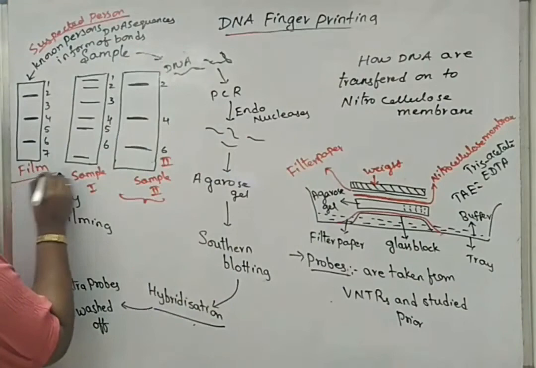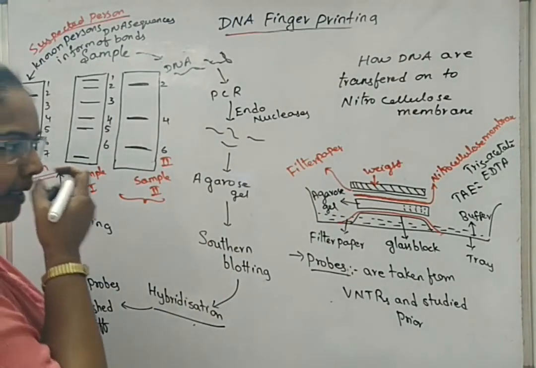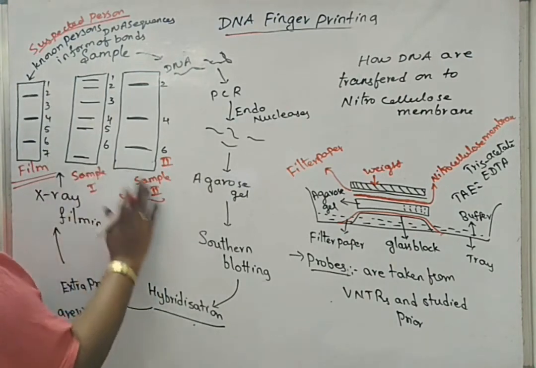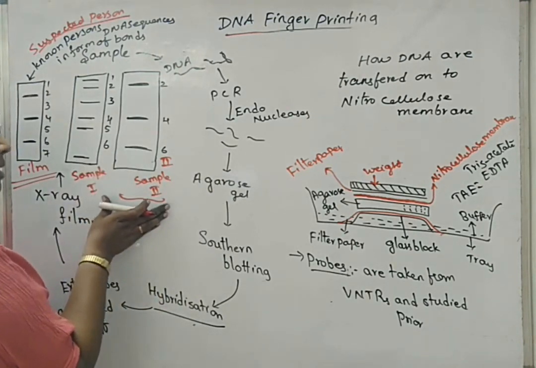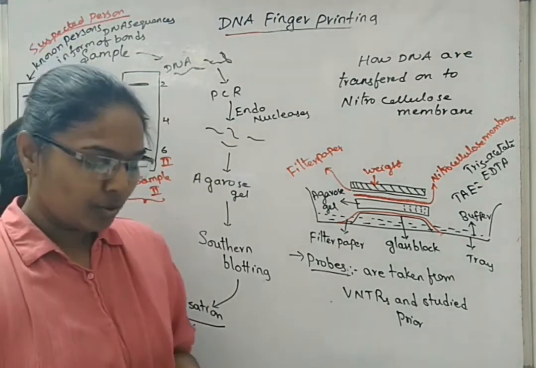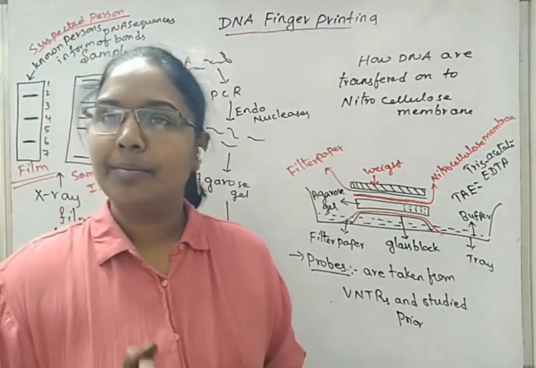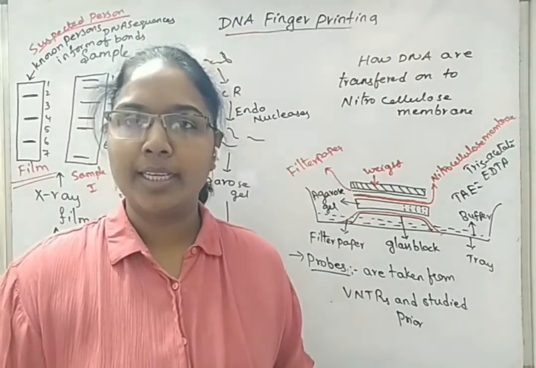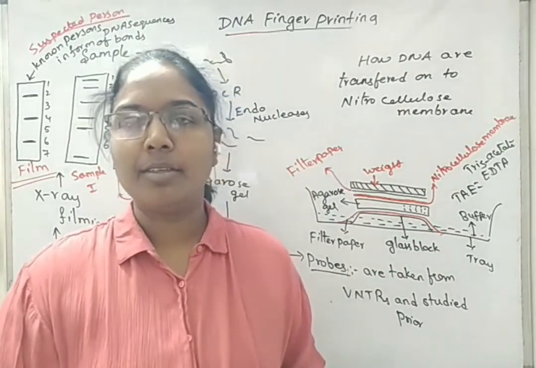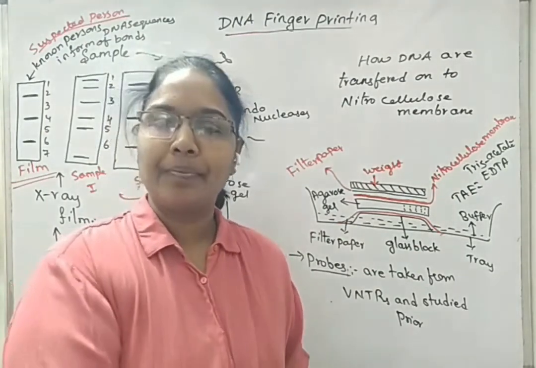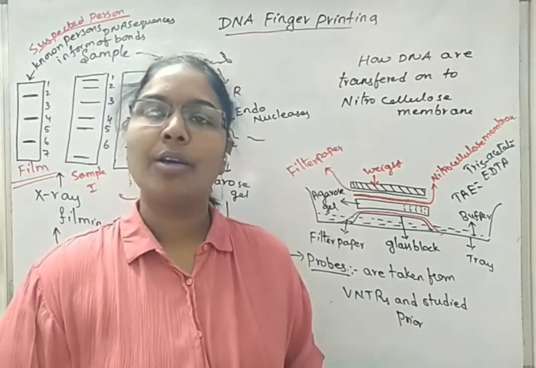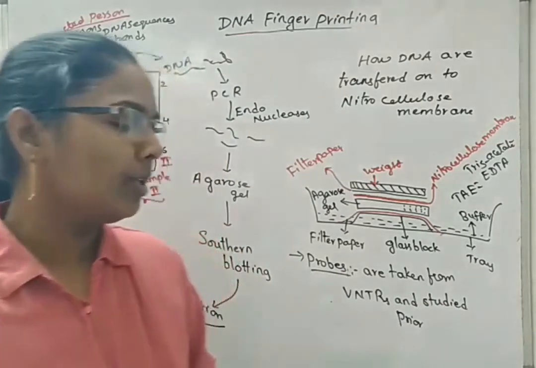First of all, they will take the sample of the person and study his gene sequences from the VNTRs only, by doing all this process, and from the sample that is available from the crime area. So this is very useful, used by the forensic department to analyze whether the blood sample available from the crime area is of the suspected person or of the victim. So this is about DNA fingerprinting.